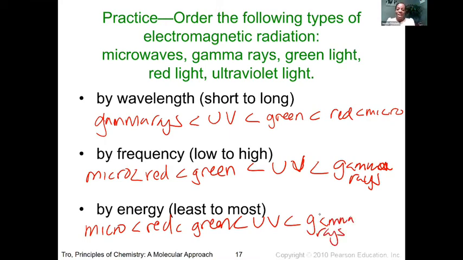Okay. So I hope this video helped you understand about the different types of electromagnetic radiation that exist and how to actually order them. You can use this as a great reference as you move into different parts of this chapter and other parts of chemistry as you are thinking about the electromagnetic spectrum.